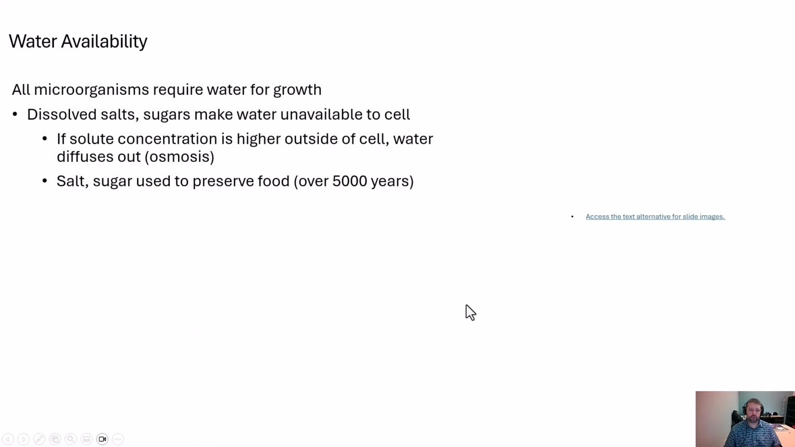Okay. Water availability, huge one. Okay, really important. We've known about this for thousands of years, that bacteria, archaea, microbes, microorganisms in general require water, like all organisms on this planet require water. And so we can take advantage of that by using things like salt and sugar to increase the solutes around the outside of a piece of food, so maybe a meat or something like that.